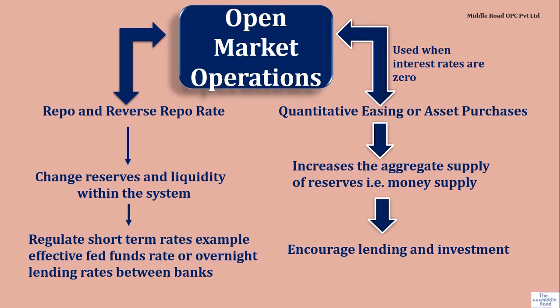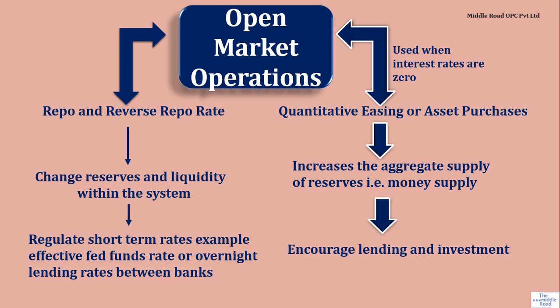Now, usually when you're talking about repo and reverse repo rate, it's temporary open market operations. It changes the reserves and liquidity within the system. This is where, for example, it regulates the Fed funds rate. This is how the Fed central bank would do the process.